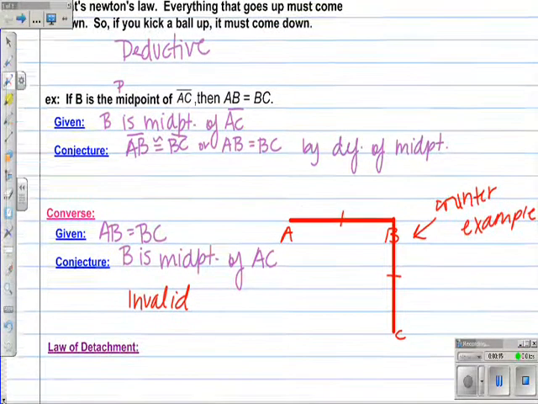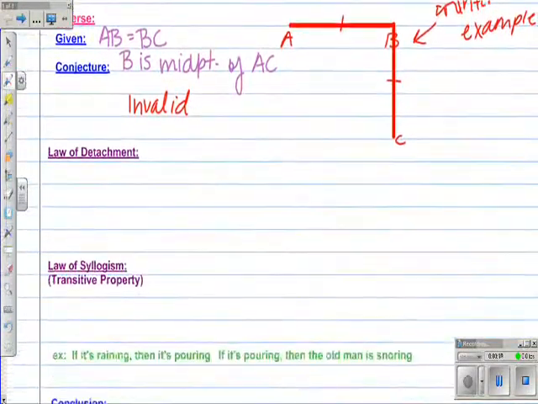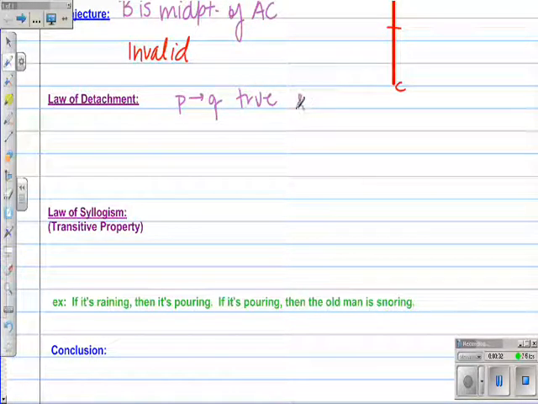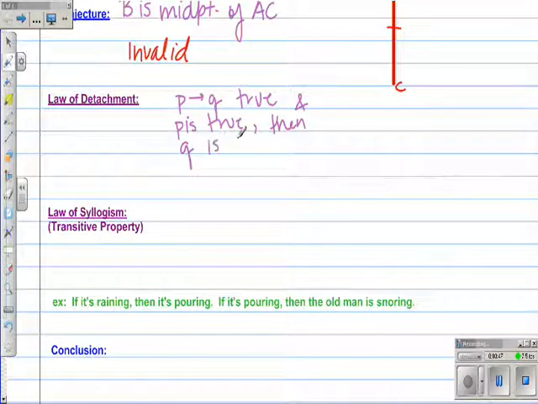Next, we're going to talk about the law of detachment. The law of detachment just simply means that if P implies Q is true, and, so this is an and symbol, and P is true, then Q is true. So basically this is common sense.